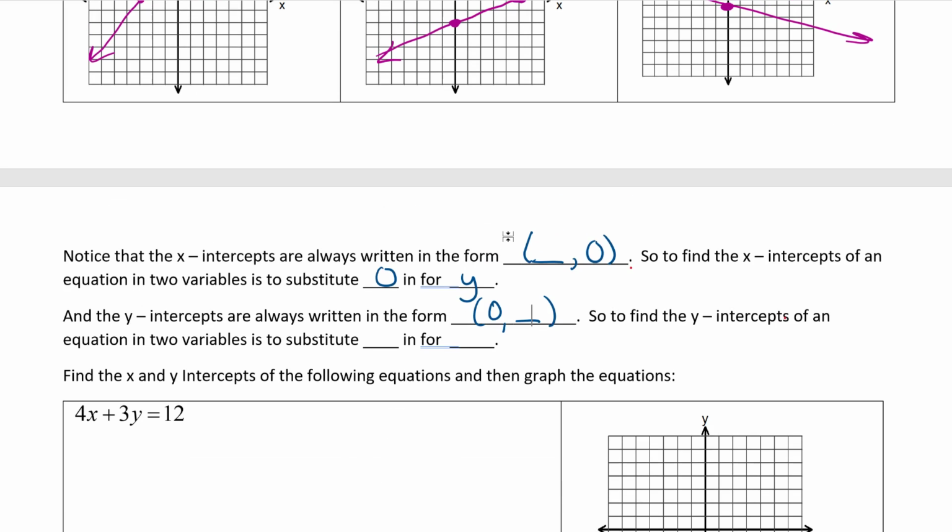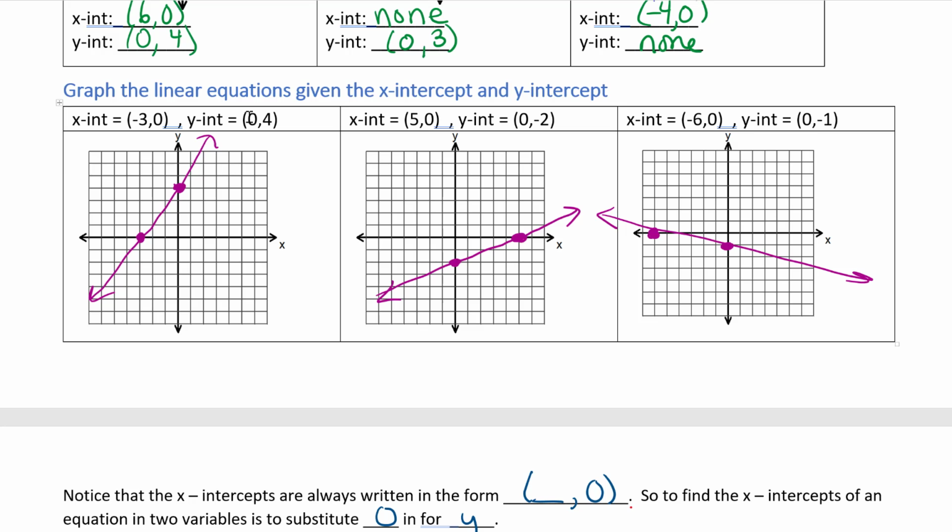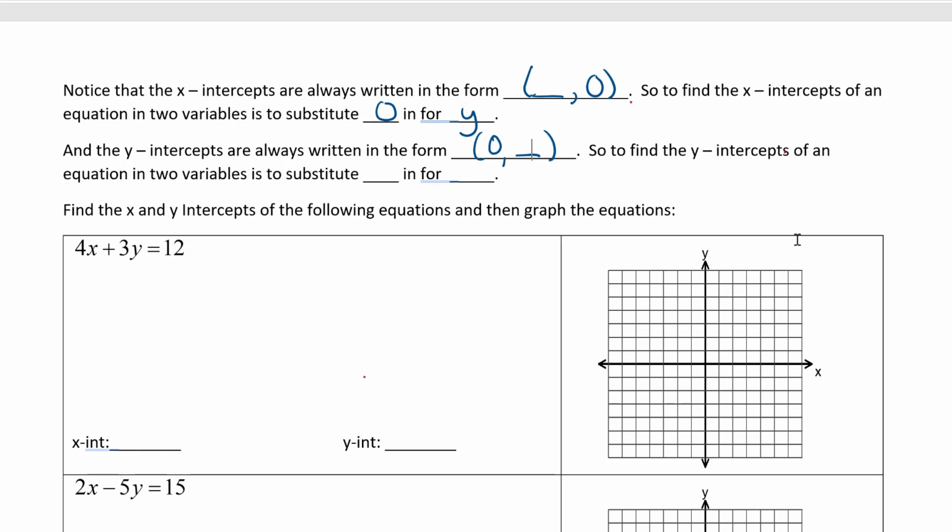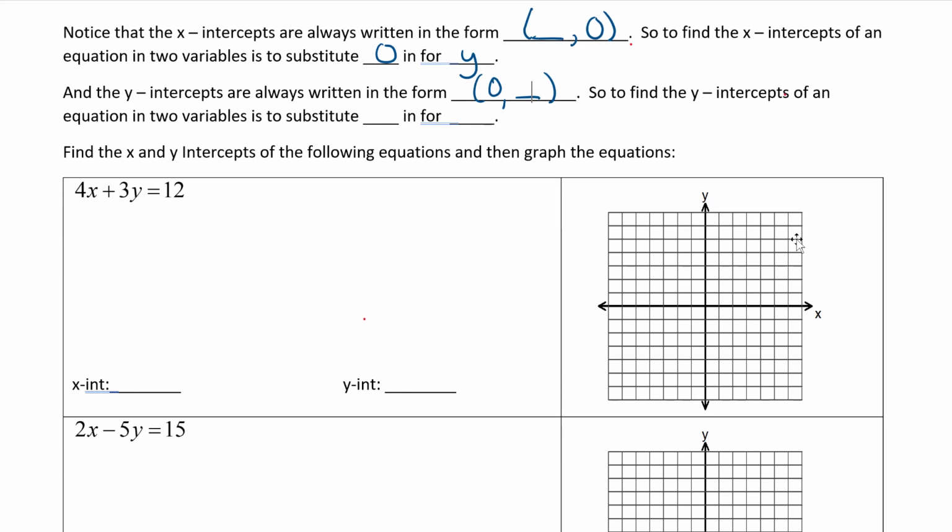So if you look up on the previous page, the y-intercepts 0, comma 4, 0, comma negative 2, 0, comma negative 1. It's always 0, comma something. So if you're trying to find a y-intercept, you can use the fact that x is always 0 and just substitute a 0 in for x and then solve for the other letter, which is what we're going to do here. So I have 4x plus 3y equals 12. I know my x-intercept is going to be some number, comma 0, and I know my y-intercept is going to be 0, comma some number. So I'm going to use these two facts to my advantage.